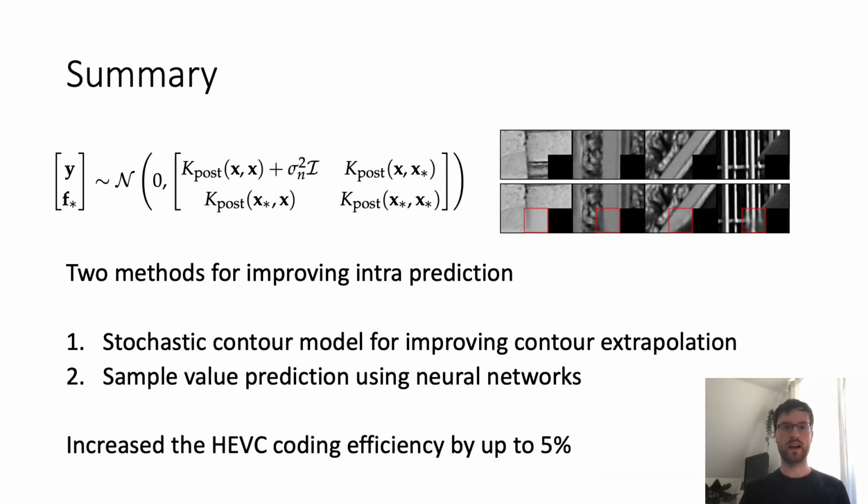With that being said, I would like to summarize this presentation. We propose two methods for improving intra prediction. The first contribution of this paper is the stochastic contour model for extrapolating contours. The second contribution is a sample value prediction using neural networks. In summary, we increased the HEVC coding efficiency by up to 5%.